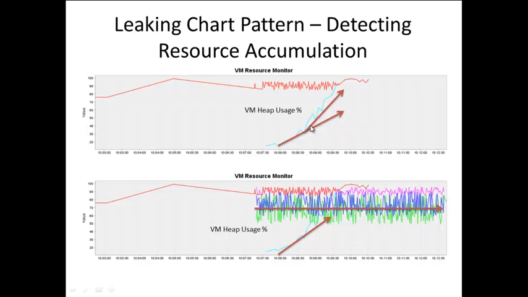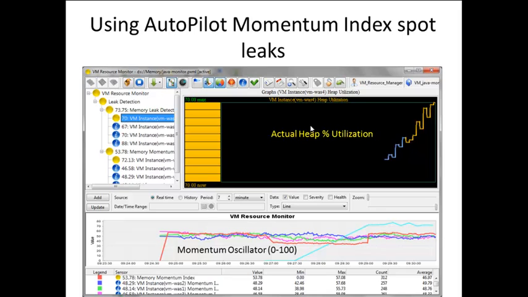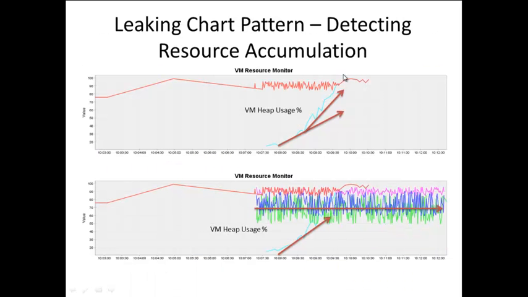So what we're doing here is actually using AutoPilot to detect memory leaks. And the way that we're approaching this concept is we're basically applying AutoPilot M6 to detect these types of patterns behind the scenes without having people actually looking at those charts.